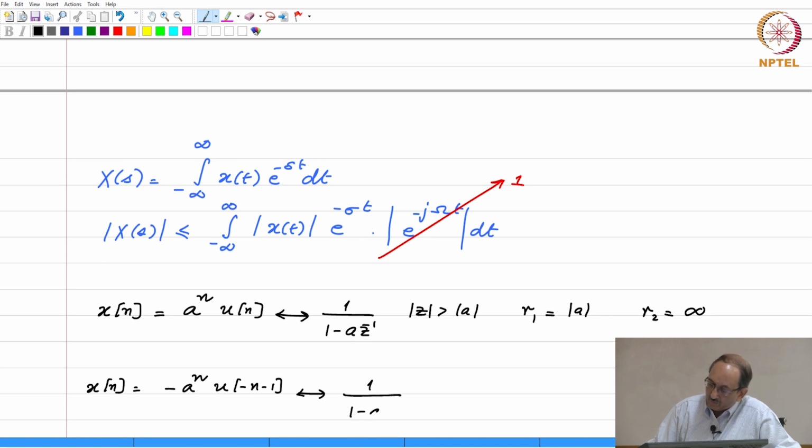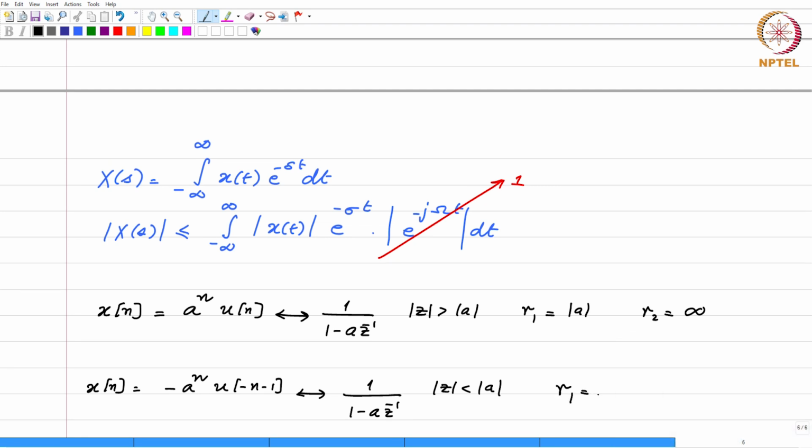Similarly, if you had x of n to be minus a to the n of minus n minus 1, again you had 1 by 1 minus a z inverse in the same algebraic expression, but in this case it is mod z strictly less than mod a, and here R1 is 0, R2 is mod a. So, just to illustrate the fact that R1 can be as small as 0 and R2 can be as large as infinity, we have already seen examples.